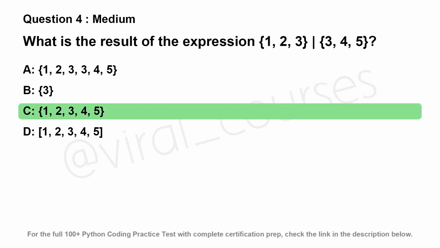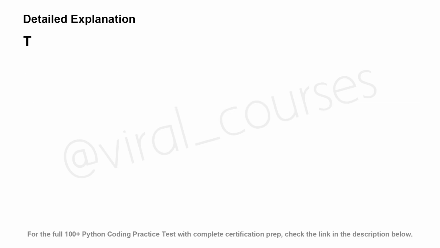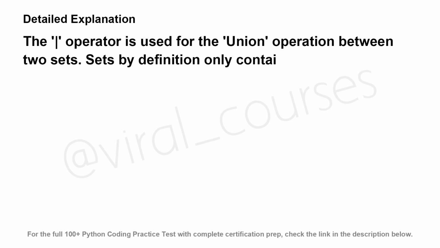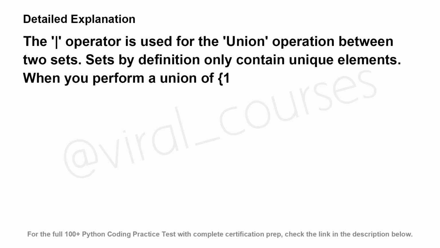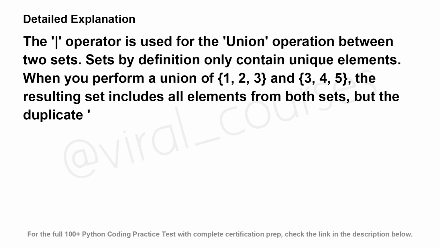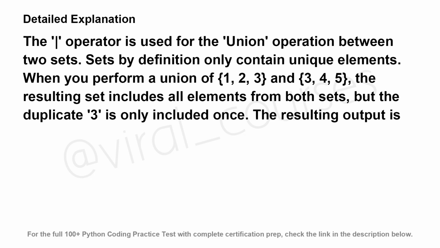The correct answer is C. The | operator is used for the union operation between two sets. Sets by definition only contain unique elements. When you perform a union of {1, 2, 3} and {3, 4, 5}, the resulting set includes all elements from both sets. But the duplicate 3 is only included once. The resulting output is {1, 2, 3, 4, 5}.